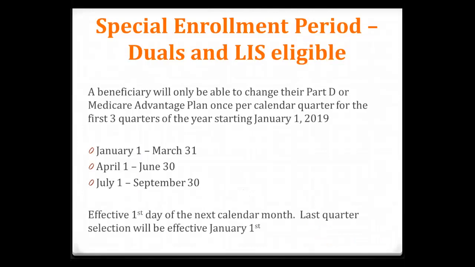And if they switch, it will be effective the first day of the next calendar month. So if I enroll, like Nancy's scenario, I enroll January 31st, my plan will begin February 1st. But I will not be able to change my plan again until April 1st because that's going to be the next calendar quarter. Now, the last quarter, like I said, it's not there, October 1st to December 31st. That's because if they choose between October 1st and December 31st, their new plan selection will begin January 1st. It will not begin the first day of the next calendar month. That's the only exception to that rule.